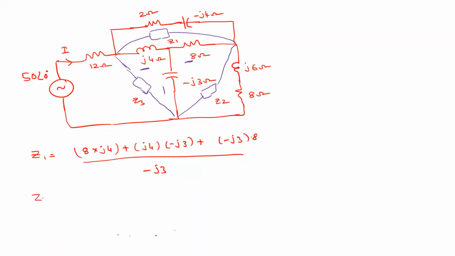Similarly Z2, the numerator is the same. So what is changed here? The denominator changes. Numerator is the same, right? What is the denominator here? J4. And in the last one, the numerator is the same and the denominator is 8 ohm. Okay. So now tell me, what is this Z1?